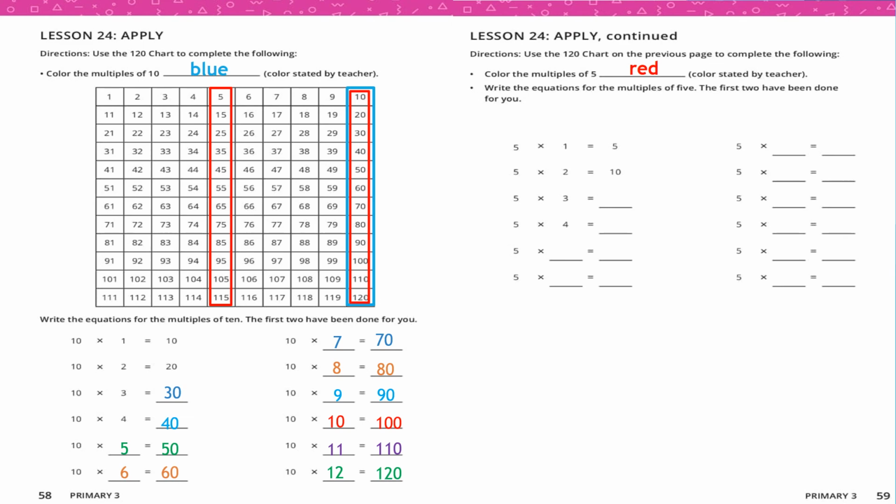Now let's continue filling the multiples of 5. 5 times 1, 5. 5 times 2, 10. 5 times 3, 15. 5 times 4, 20. 5 times 5, 25. 5 times 6, 30. 5 times 7, 35. 5 times 8, 40. 5 times 9, 45. 5 times 10, 50. 5 times 11, 55. 5 times 12, 60.